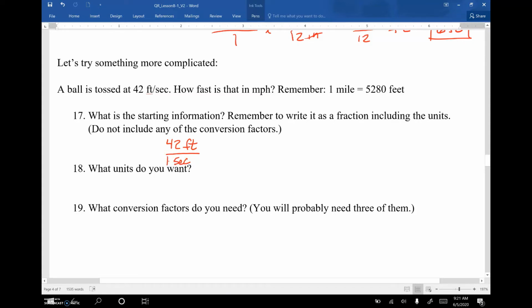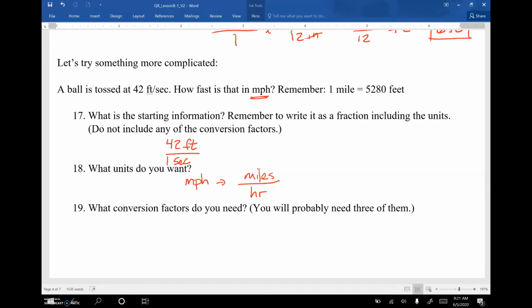What units do we want at the end? At the end, we want miles per hour. So that's miles per hour is really miles over hours. What conversion factors are we going to need?